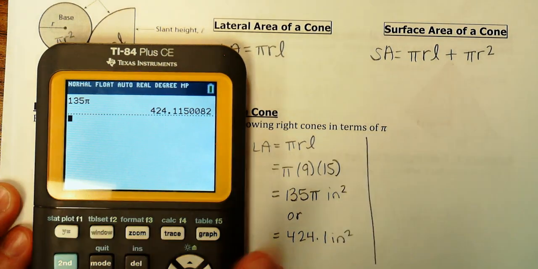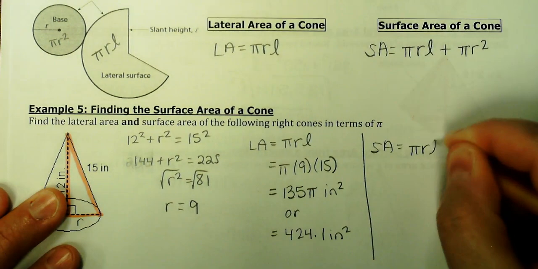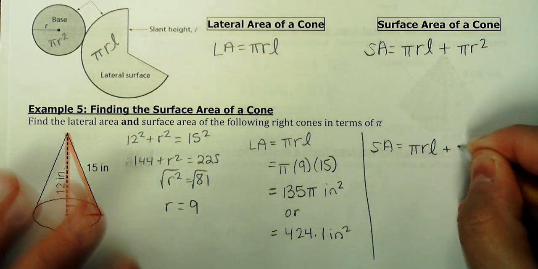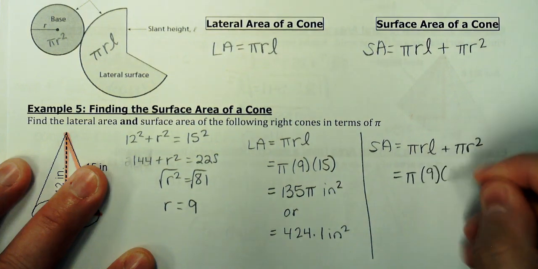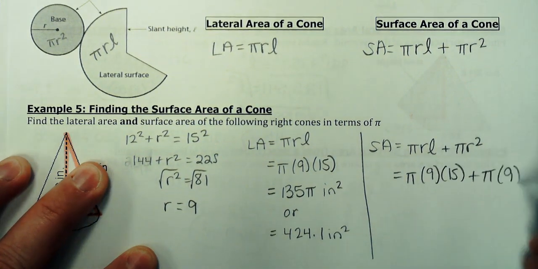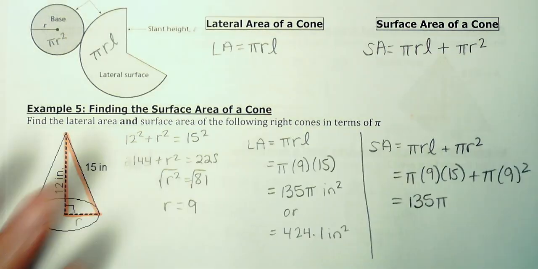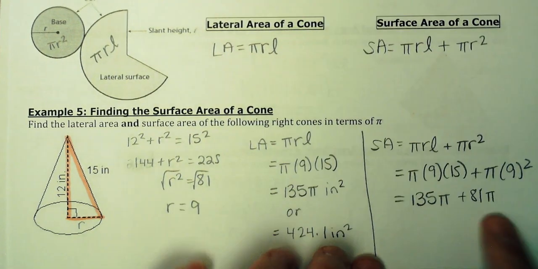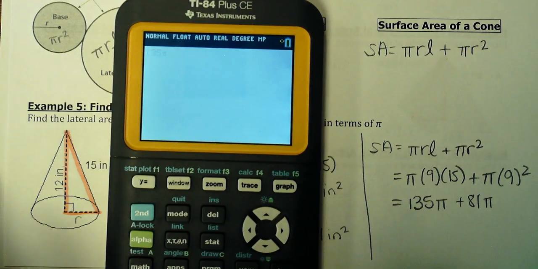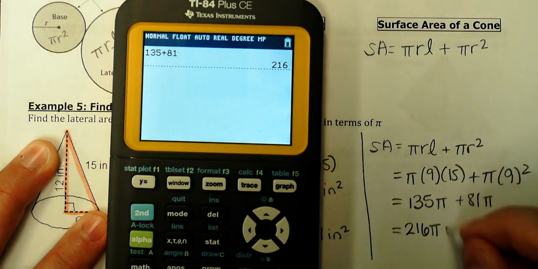Now, all we've got to do for surface area is pi times the radius times the slant height plus the area of that circular base, pi r squared. So if we have to leave it in terms of pi, we already know the lateral area part. This is 135 pi, so I'm just going to leave that be. 9 squared is 81, and these are like terms, so you can actually add them together and leave it in terms of pi, just 135 plus 81. And so in terms of pi, 216 pi, and we're still in inches squared.